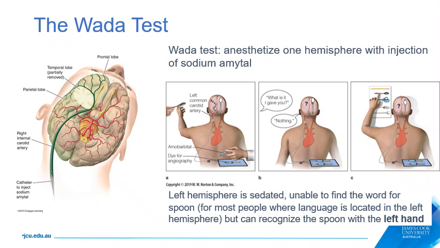We now look at the water test. The water test involves the anesthetization of one hemisphere with an injection of sodium amytal. In this case, the left hemisphere of this patient was sedated. Once the left hemisphere is sedated, he will be unable to find a word for spoon. For most people, language is located in the left hemisphere. We know that from the previous slide. But he can still recognize the spoon with his left hand.